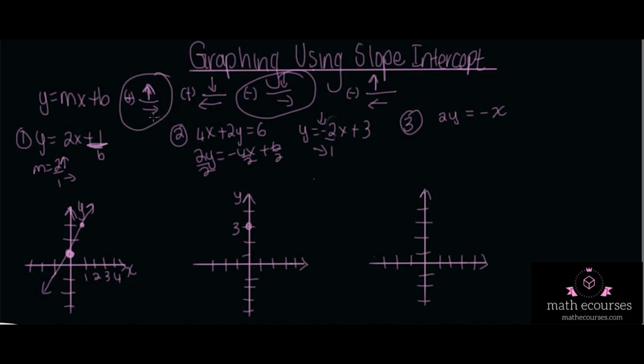That's why I like doing these two. I always remember I go right, positive up, negative down. So from your y-intercept, go down 2 and to the right 1. And then there is my line.